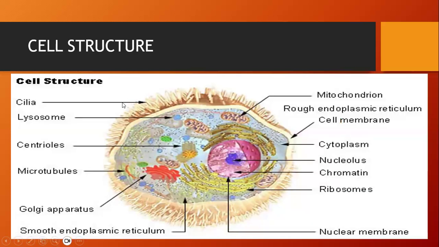All right, next on my list is the cell structure. Now, as you can see on my screen here, we have a typical cell diagram. All right, before we talk about the cell structure, we'll need to talk about the cell theory. Now, there are four cell theory, and it's very simple to understand.